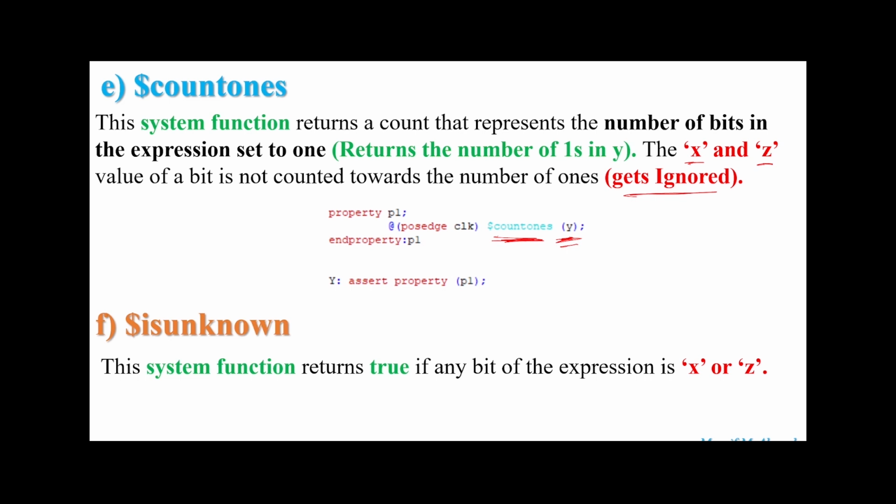Similar to that, the $isunknown system function is there. This system function returns true if any bit of the expression is unknown or z. If any bit is 1 or 0, those will be ignored by this $isunknown system function.